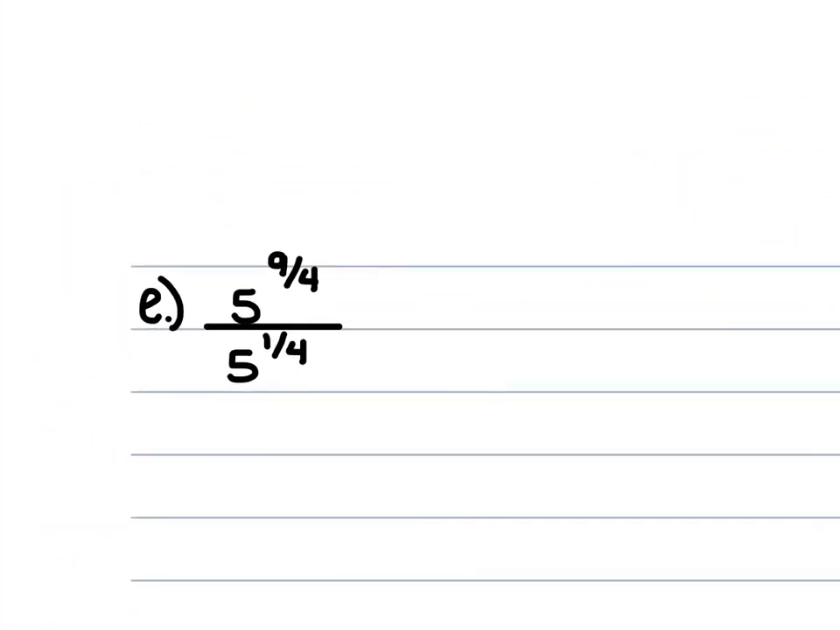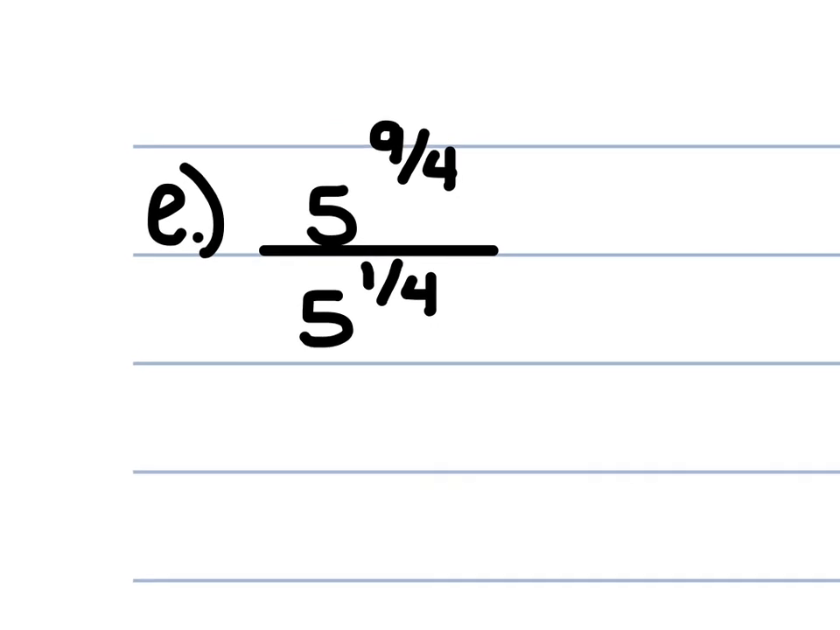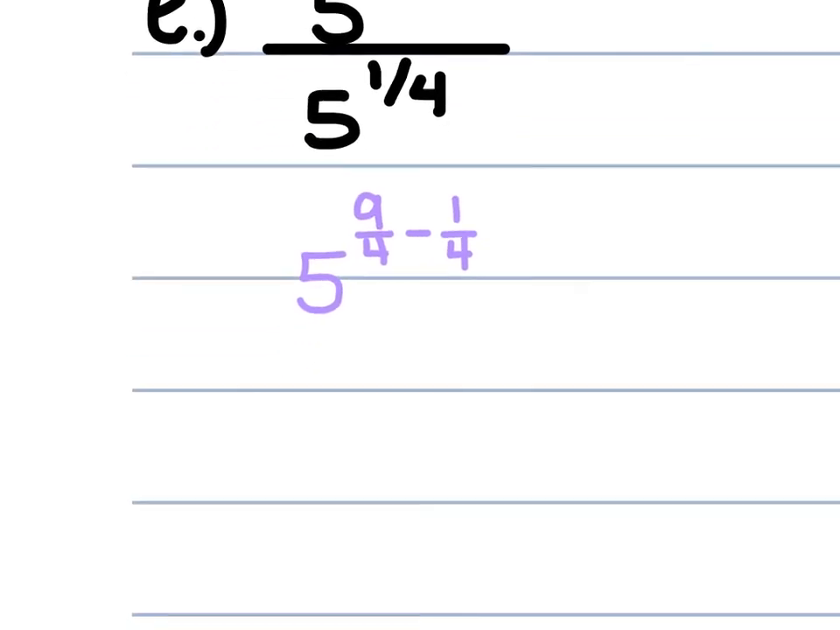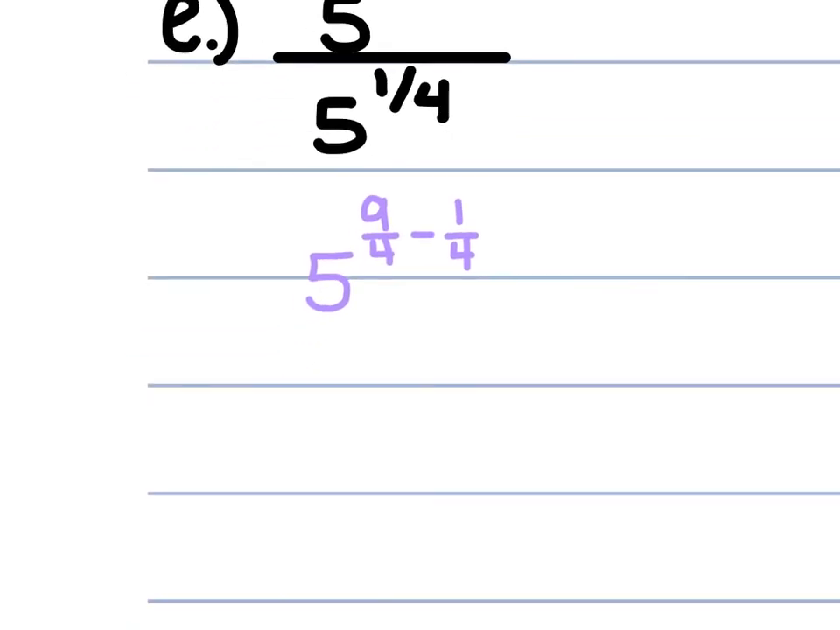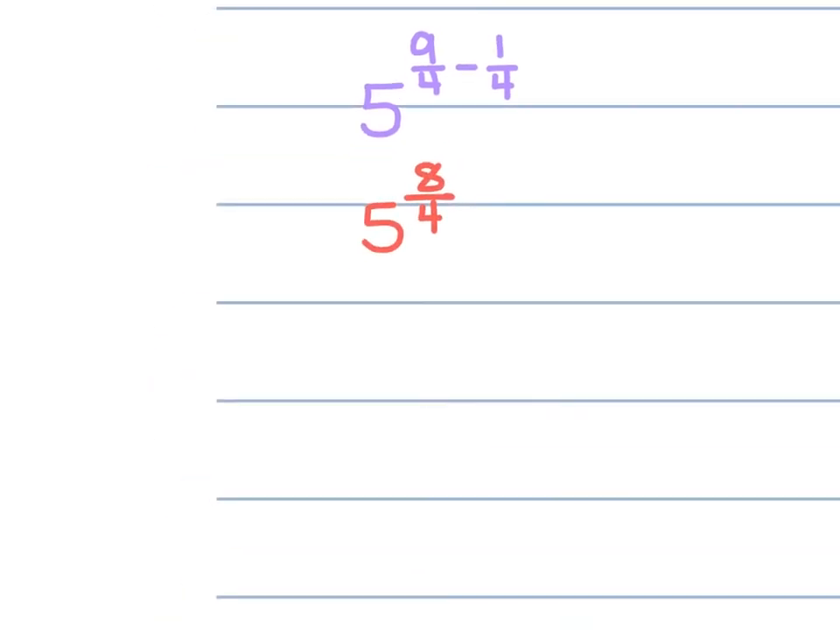For our last two examples, we have E, which is 5 to the power of 9/4 over 5 to the power of 1/4. So we are going to keep the 5 and then subtract those exponents. So 5 to the 9/4 minus the 1/4. Denominators are the same. Keep the denominators, subtract the numerators. So this is going to be 5 to the 8 over 4. 8 over 4 is 2. 5 squared is 25.